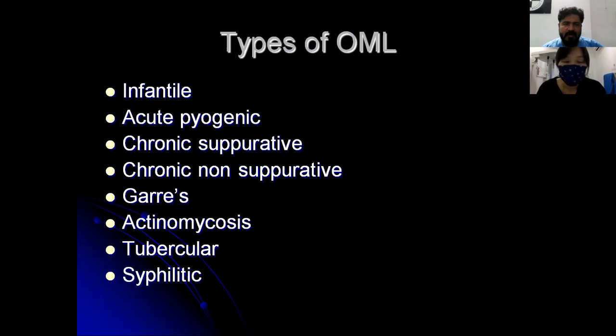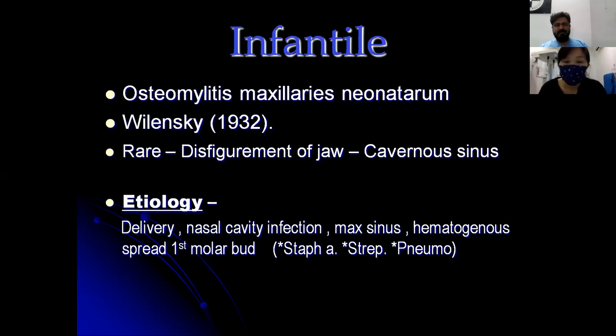Now, various types of osteomyelitis are infantile, acute pyogenic, chronic suppurative, chronic non-suppurative, Garre's, actinomycosis, tubercular, and syphilitic. In infantile osteomyelitis, osteomyelitis maxillaris neonatorum is also named. It is very rare, and there is disfigurement of the jaw and sometimes involvement of the cavernous sinus. The etiology is a nasal cavity infection at the time of delivery involving the maxillary sinus, and hematogenous spread to the first molar bud. So Staph aureus and pneumococcus are responsible.